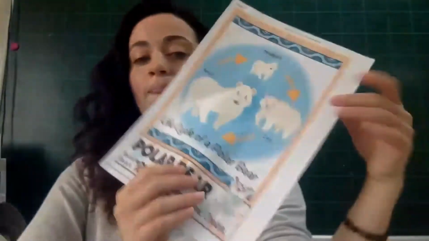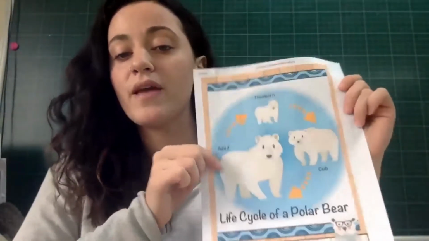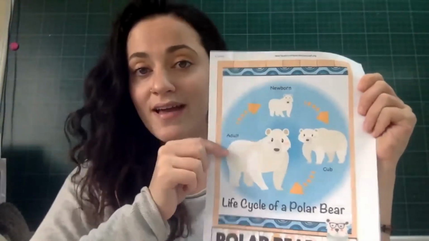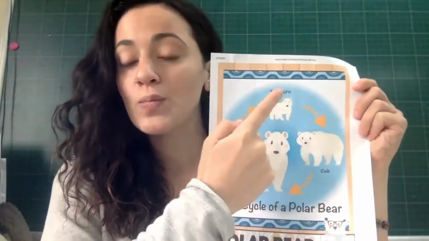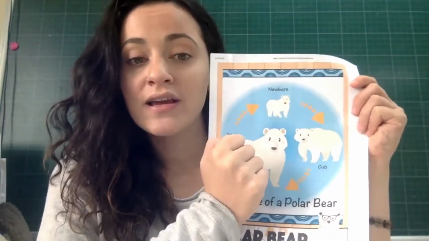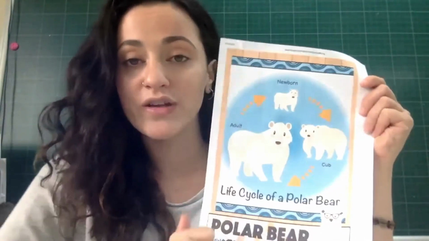Next, I'm going to talk about the life cycle of a polar bear. If we start with the adult, it reproduces and has a newborn polar bear. That newborn turns into a cub, which is a juvenile.